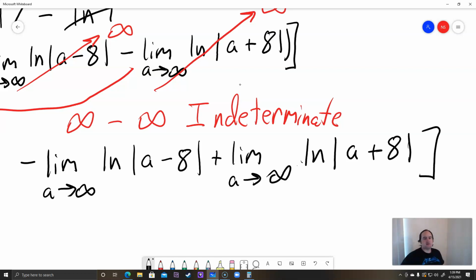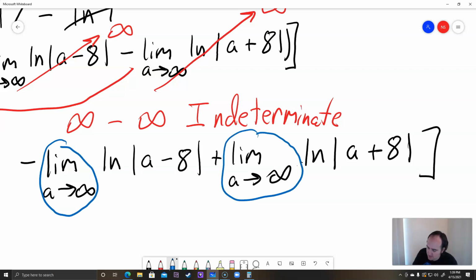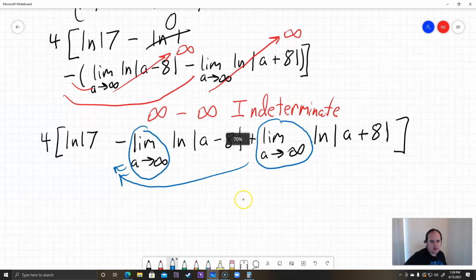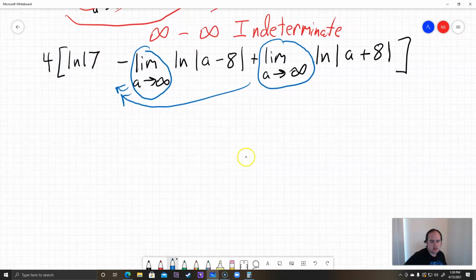Like I was just saying, other than distributing the minus, we can go ahead and factor the limit outside of it. Since both of them are the limit as a goes to infinity, we can actually factor this out here. So we can factor both of those out. All right, let me zoom out so that we can see all this.